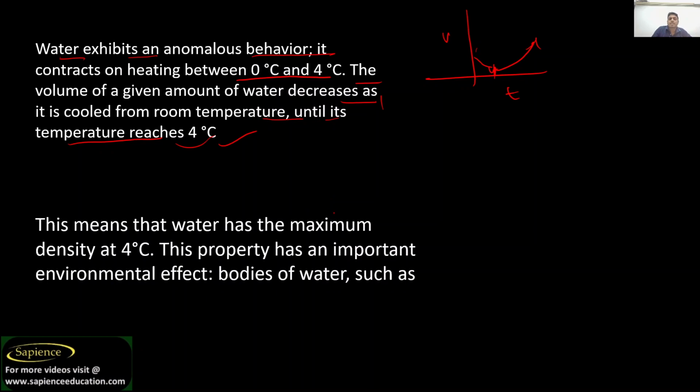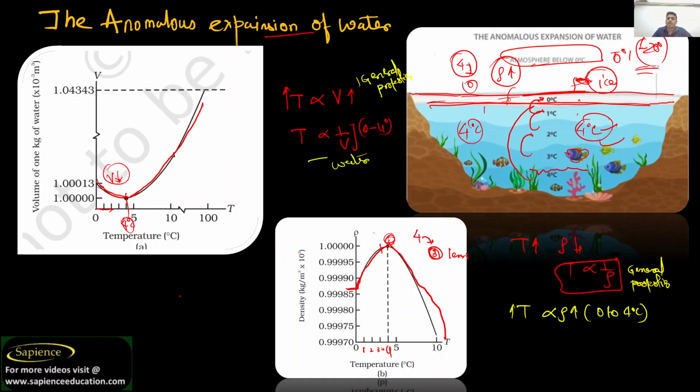This means that water has the maximum density at 4 degrees Celsius. So from the density diagram, it can be seen that maximum density is at 4 degrees Celsius, right? I hope you have understood this. Maximum density is at 4 degrees Celsius, right? Okay. So this is your 4 degrees Celsius.